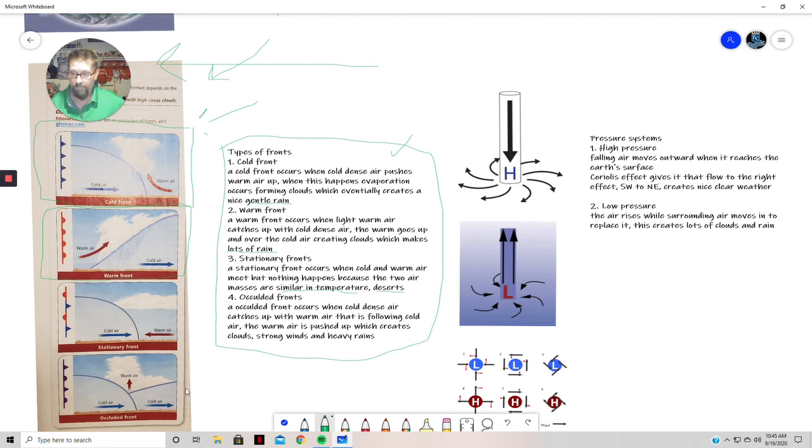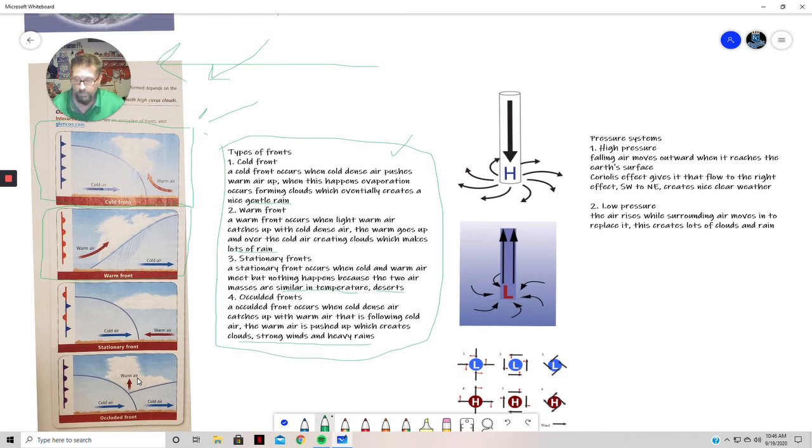And an occluded front, and you can see here, creates strong winds, heavy rains, the big hard storms. That's an occluded front, and that's when you have multiple cold air masses that meet, and the warm air gets shoved out of the way. You can think it got roughed up, and really, instead of just pushing it up, it threw it up in the air. And that is what creates your powerful storms.